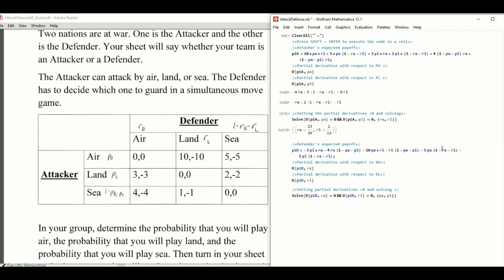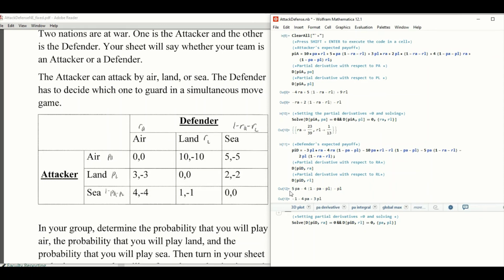So I got my expected payoff. Now I'm saying take the derivative of that with respect to RA. Then I'm saying take a derivative with respect to RL. So let's execute that code, Shift and Enter. So there are my partial derivatives.